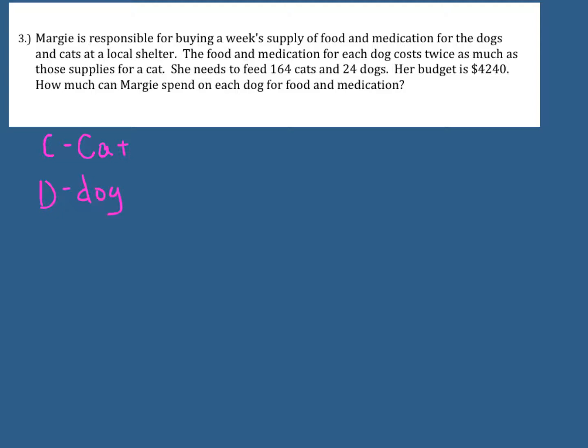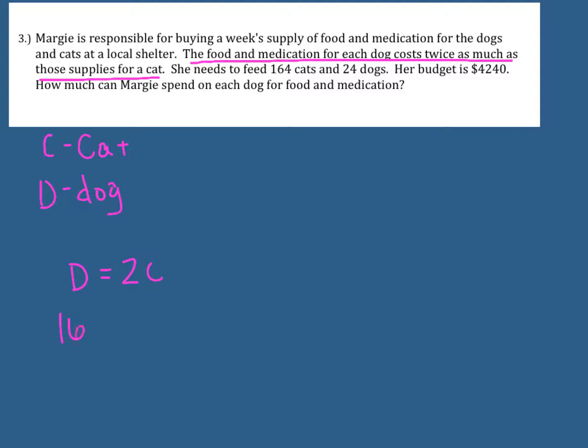Now this one's actually almost kind of confusing to figure out what the two equations are, because it's almost too simple. So I'm going to make an equation for this sentence here. It says the food and medication for each dog costs twice as much as those supplies for a cat. So the cost of one dog is equal to twice the cost of a cat. So that's it. D equals 2C. That's my first equation. Then it says she needs to feed 164 cats and 24 dogs with her budget of $4,240. So that's my second equation.